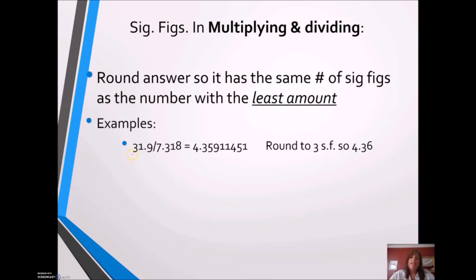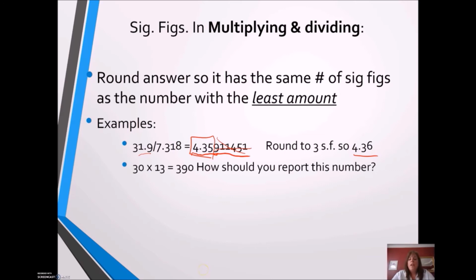So for example, if I take 31.9 and I divide by 7.318, this is what my calculator is going to spit out, but don't write that on your test. This has 3 significant figures, so our number can only have 3 significant figures. So we need to chop this part off because that's a 9. We're going to round that up to a 6. So our answer is 4.36. All right, let's try this one.